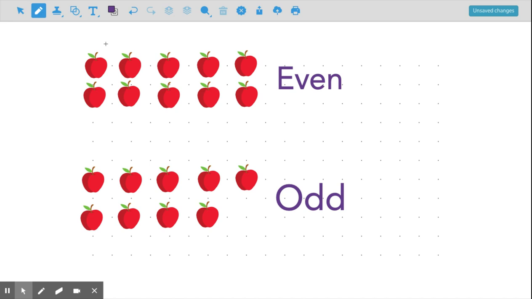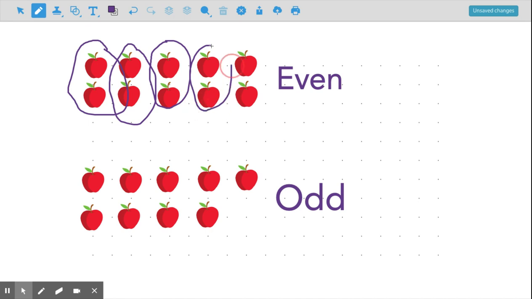So in the even group up here, this first group of apples, I'm going to put them into pairs, or partners, okay? So these two apples have a partner. There's another partner. There's another partner. There's another partner. And there's another partner. As you can see, there is not an apple that gets left out. Every apple has a partner. So that makes this group of apples even.